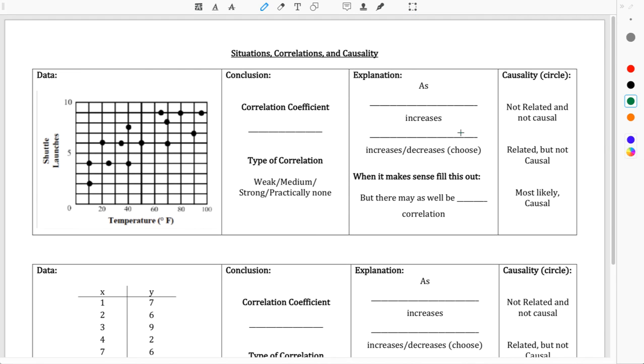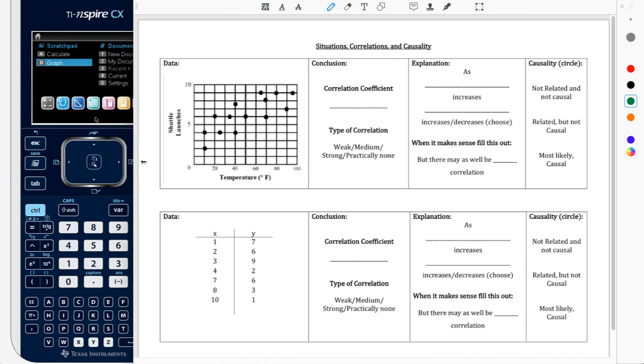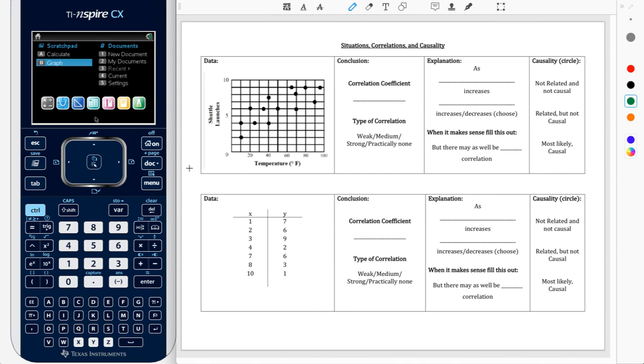Next page. So we have to be able to calculate a correlation coefficient. Okay, let's go ahead and do that. But we need the calculator. So I got this bad boy right here. It's going to make everything smaller, so I'm probably going to have to zoom in. Let's see if that'll work.